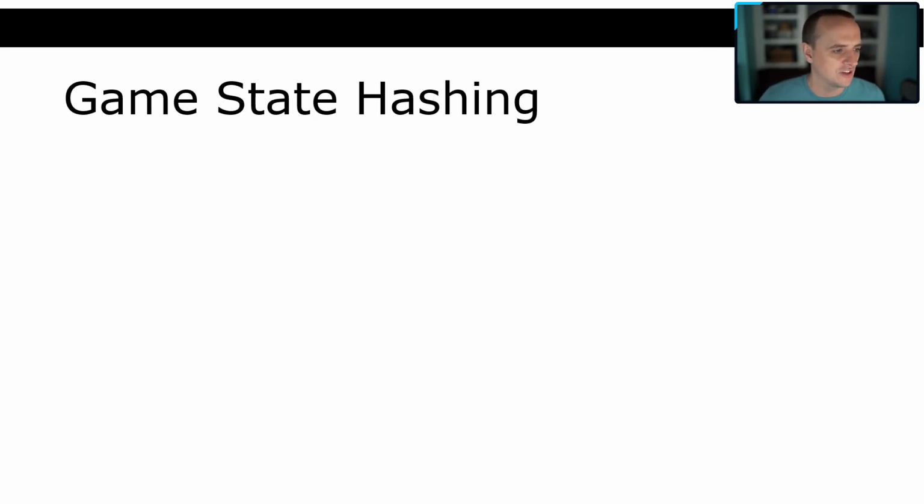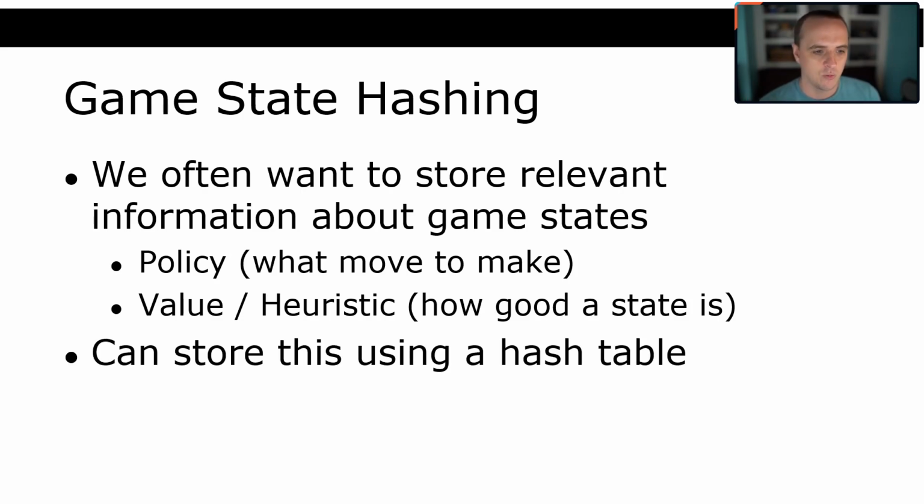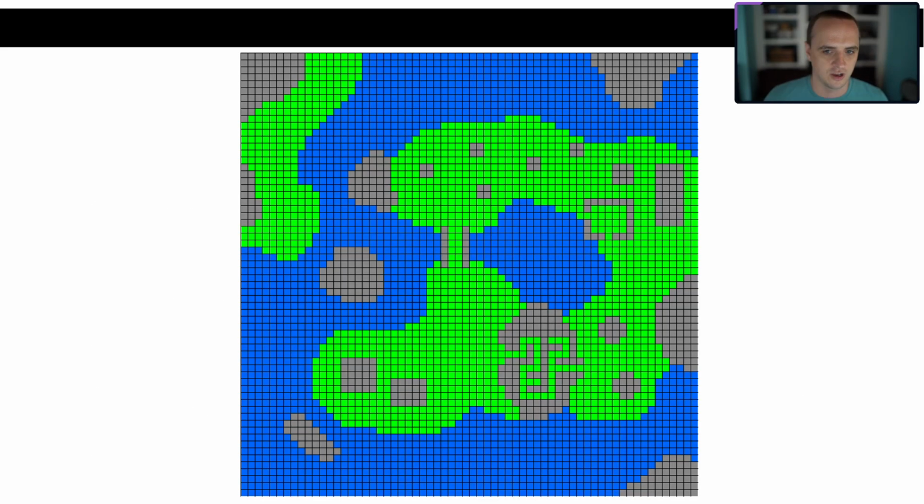Okay, now game state hashing. How can we use this in AI, right? We often want to store relevant information about game states. So we may want to store the policy, so which move do we want to make. We may want to store a value or a heuristic about a state. And we can store that using a hash table. And some hash tables are trivial, right? Where states are simple. So often these will be tabular, like assignment 1 and assignment 2.